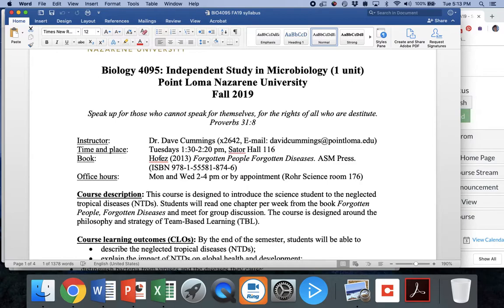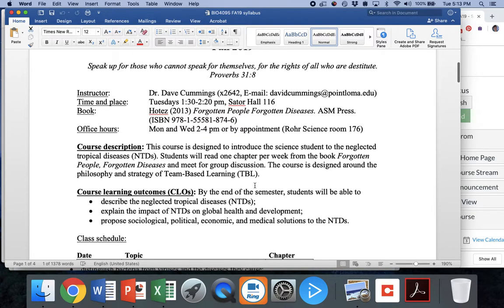And the book, of course, is Peter Hotez, Forgotten People, Forgotten Diseases. Make sure you've got a copy before the 10th so we can get started. You're not going to want to share either. You're going to want to have your own copy, so pick one up. Office hours, I'll try to be in my office Mondays and Wednesdays down here in Rohr Science from 2 to 4. Your best bet is always to make an appointment with me.